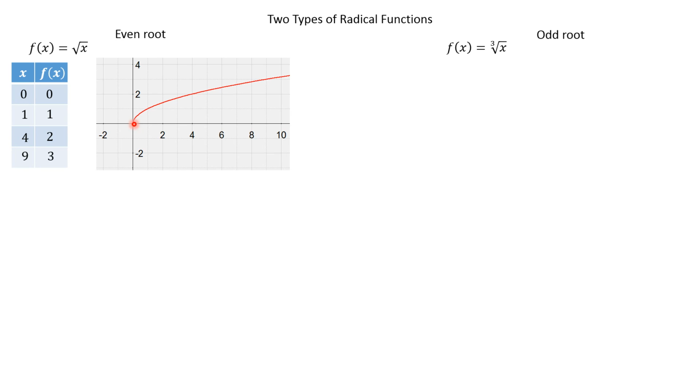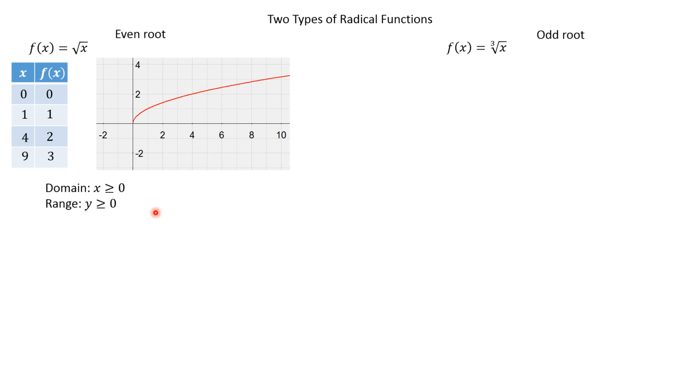So it has a very distinctive starting point. And because of that, it has a domain and a range that's limited. The domain, x, has to be greater than or equal to 0 because it can't be negative. And the range, well, since x has to be greater than or equal to 0, y will also be greater than or equal to 0. So we have our domain and our range there.